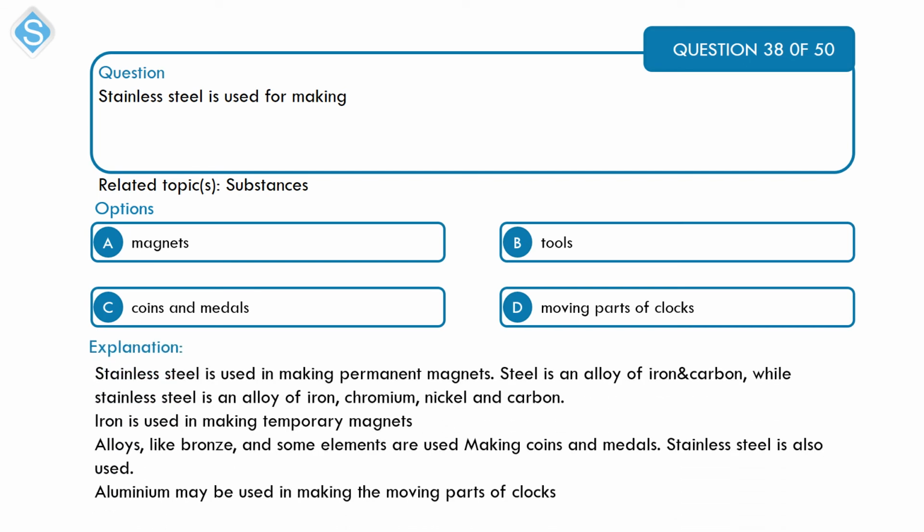Steel is an alloy of iron and carbon. Stainless steel is an alloy of iron, chromium, nickel, and some carbon.